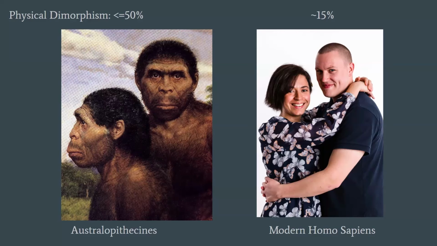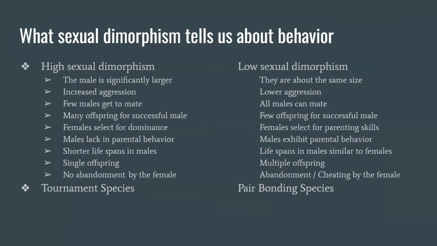And what does that mean? What does that tell us? Well, sexual dimorphism actually tells us about behavior. For example, males are bigger. They're also more aggressive in species with high sexual dimorphism. These are called tournament species, by the way. So a gorilla is an example of that. They have more aggression than pair bonding species, which are species that are less physically dimorphous.